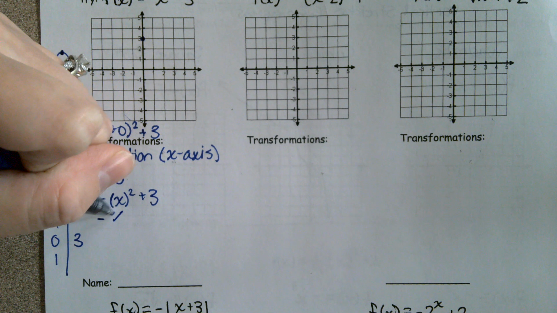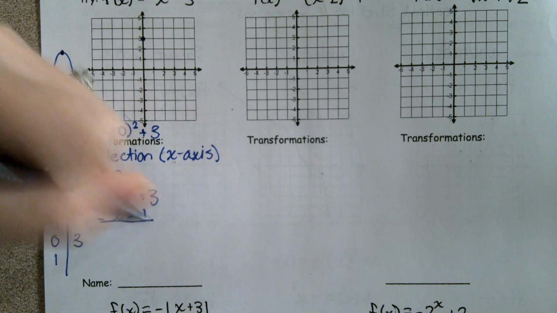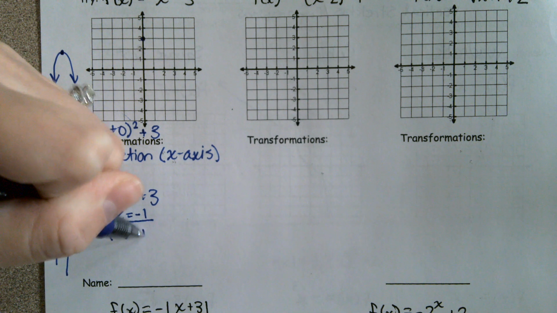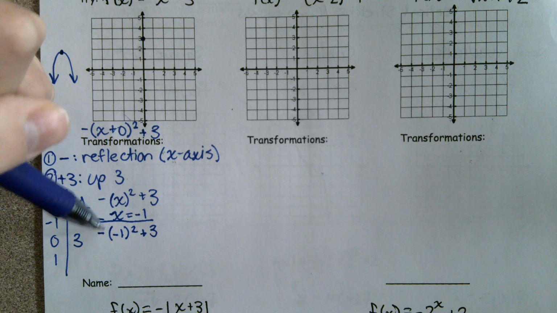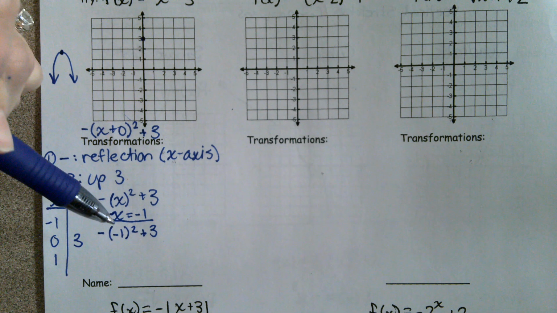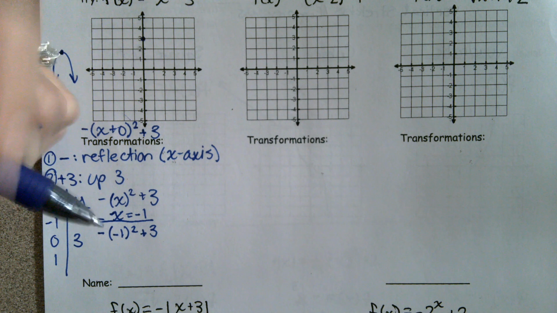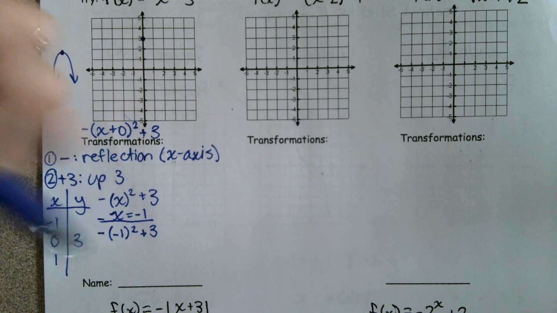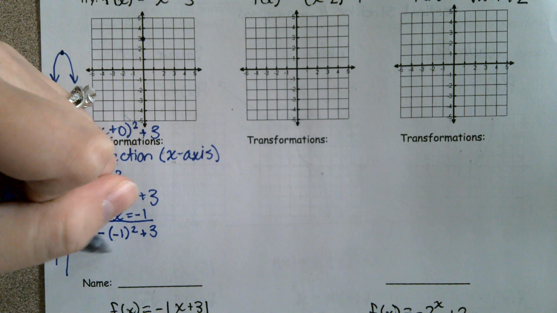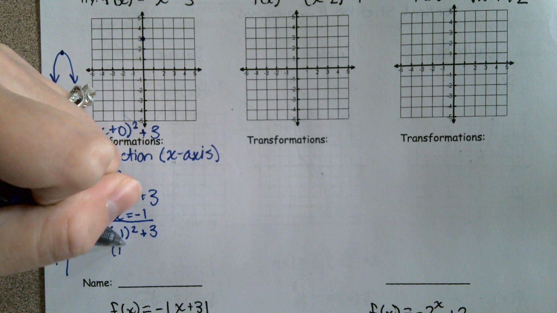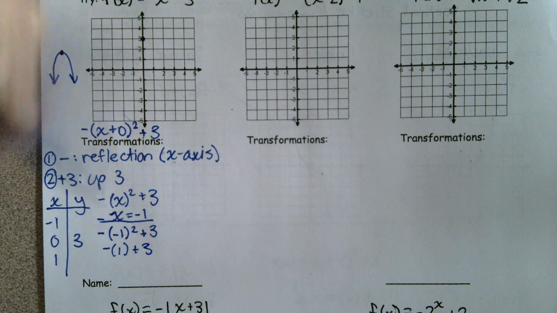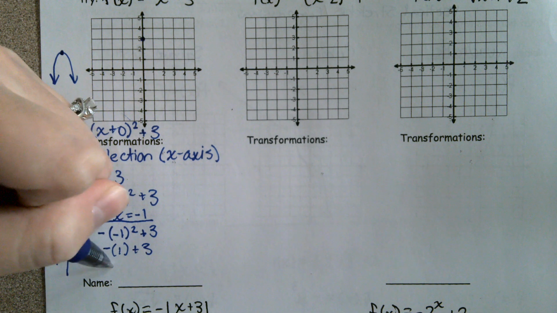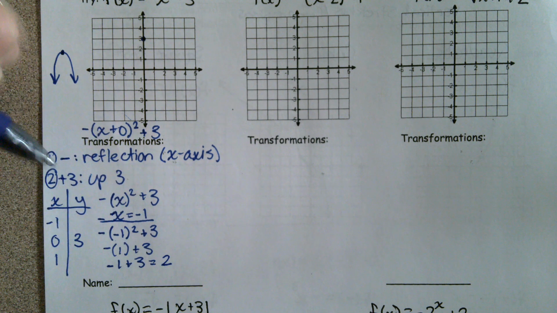So if x equals -1, we have negative, in parentheses, -1 squared plus 3. You have to put that -1 in the parentheses. If you don't, that's going to change everything about your problem. So we have to do the exponent first. -1 squared is -1 times -1, which is +1. So now we can look at this as a -1 because I can drop the parentheses. So this is like -1 plus 3, which is 2.